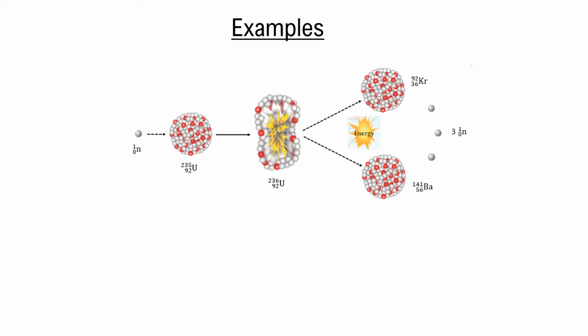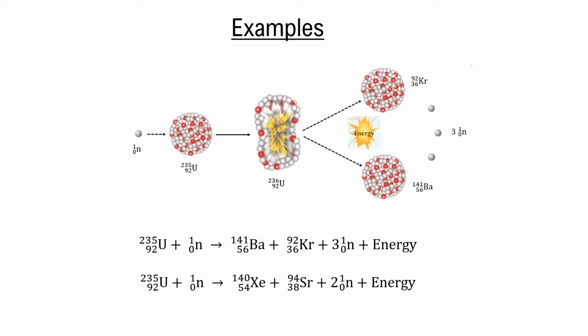These are the typical examples of nuclear fission. As I've explained before, uranium is shot by a neutron and it breaks into barium and krypton, and at the same time releases 3 neutrons and energy. Another example is uranium shot with a neutron and it breaks into xenon and strontium, and at the same time 2 neutrons and energy are released.